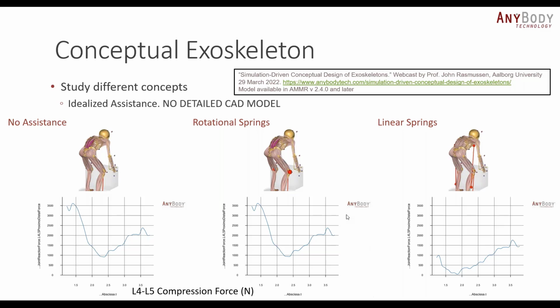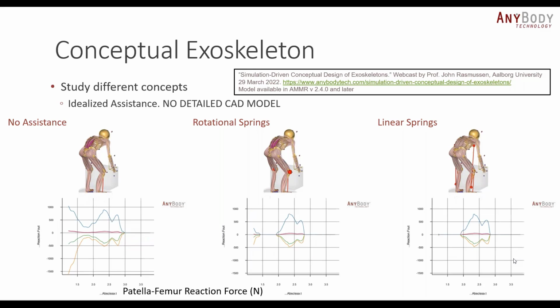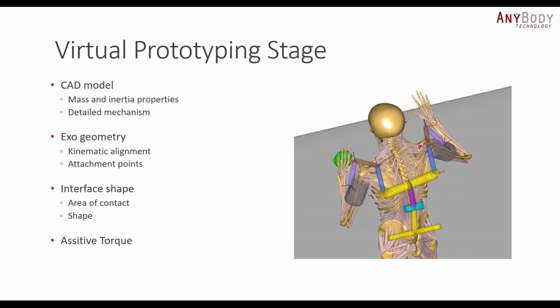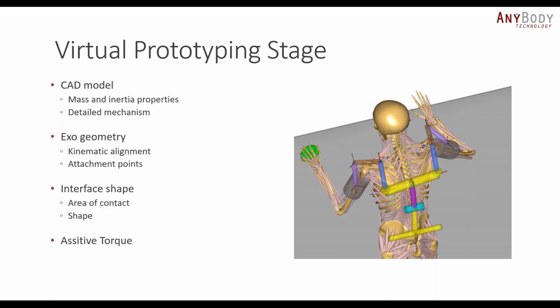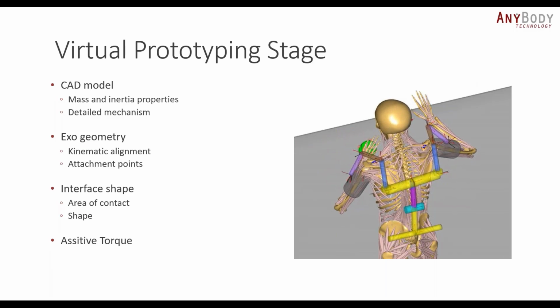When we look at the compression force at the lumbar level, we see that the rotational springs at the knee don't cause any change at the lumbar level, but the linear springs are able to reduce the lumbar loads significantly. And if we look at the patella-femur reaction, we can see that both the rotational springs and the linear springs are able to reduce the initial part of the patella-femur reaction by quite a lot. With that example, I think I'll move on to the virtual prototyping stage.